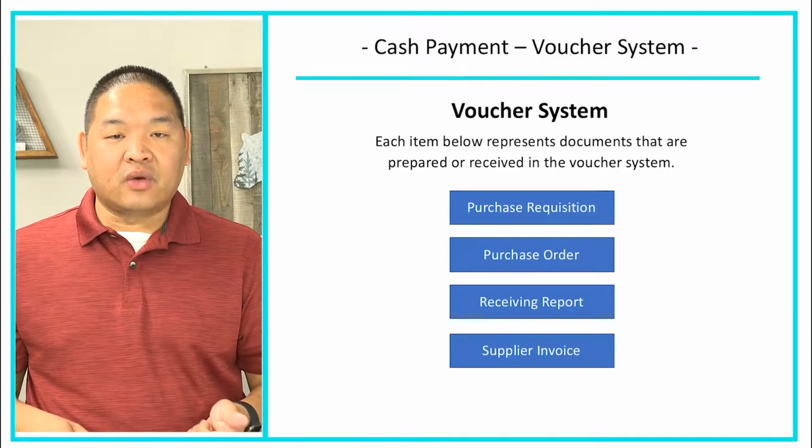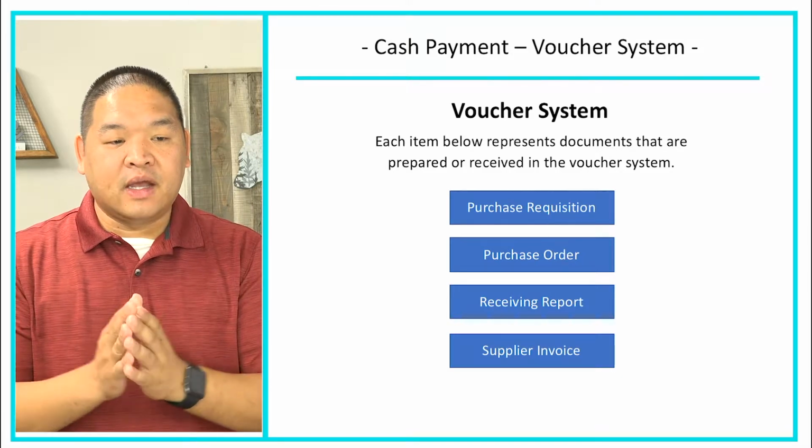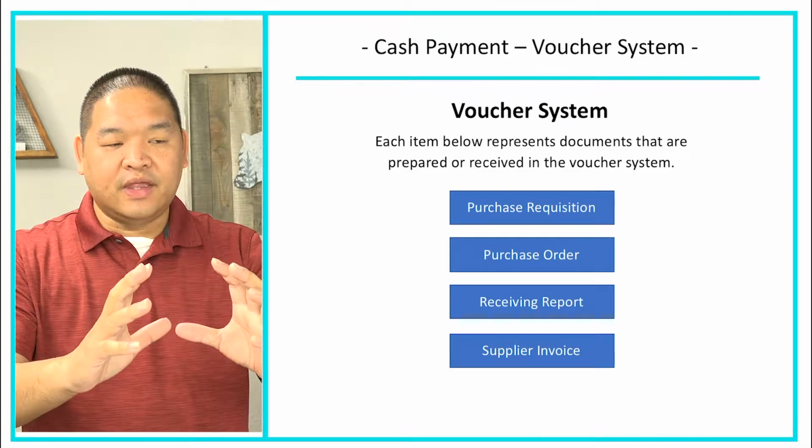Then the supplier will send an invoice. So typically what happens is if you order something from a company, the company is going to ship you goods with a bill of lading.